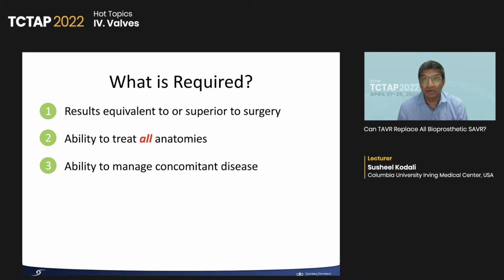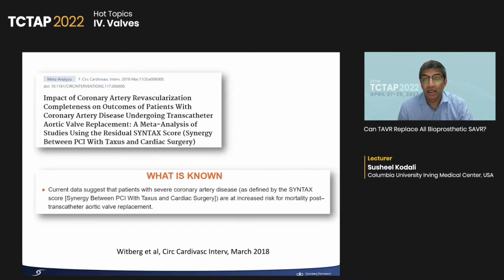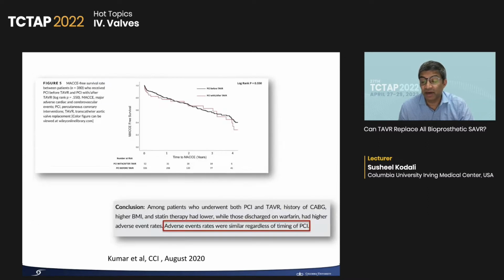Next thing we need in terms of being able to treat, replace surgery is the ability to manage concomitant disease. Coronary disease is an important piece. Anywhere from 20 to 50% of patients have concomitant coronary disease, and whether that impacts the safety of the procedure or the patient outcomes is an important question. And in these patients, coronary disease may be more difficult to manage after TAVR, especially with certain devices. We don't have a lot of data, but there's a lot of different trials. I think this one meta-analysis suggested that patients with coronary disease are at increased risk of mortality post-TAVR, and it didn't matter whether you did the PCI before or after.